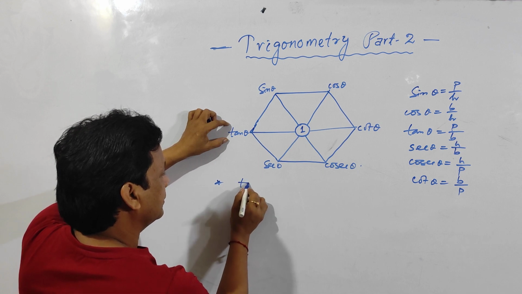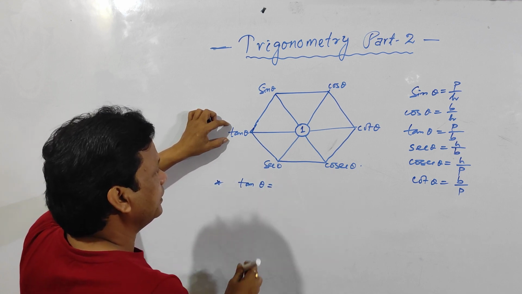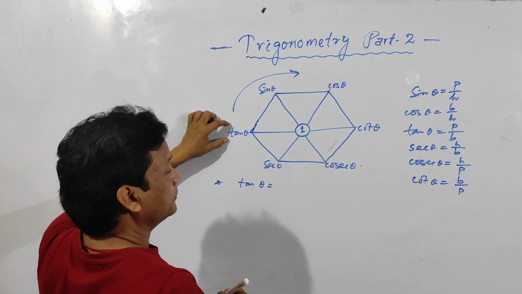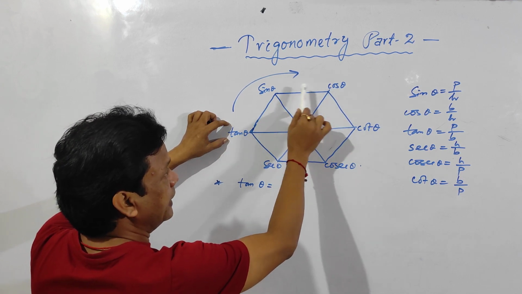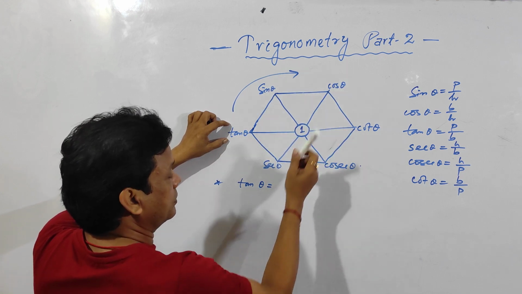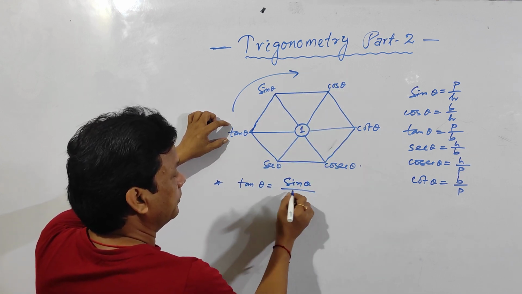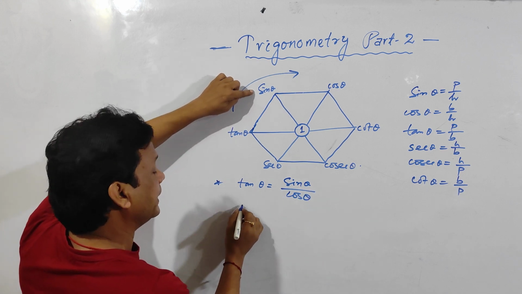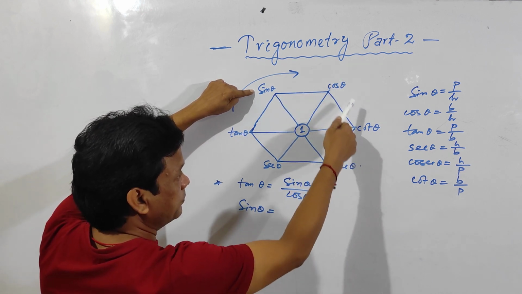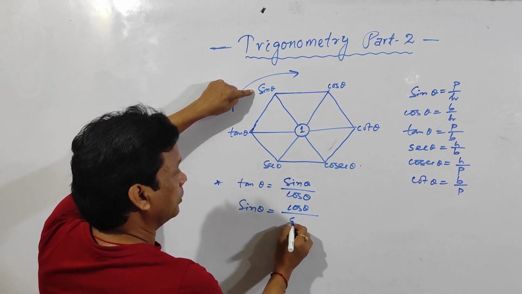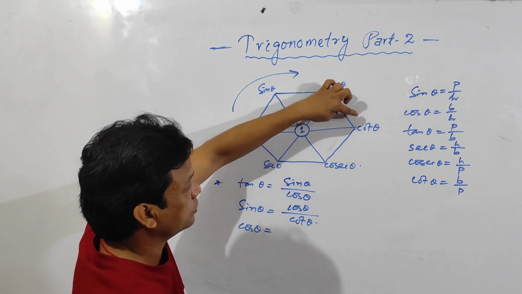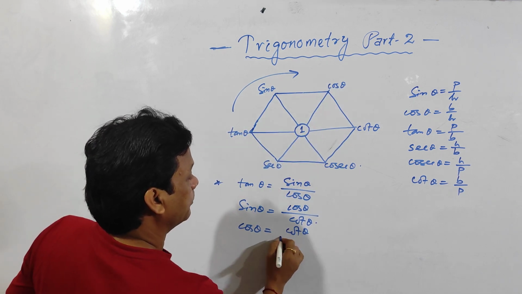What is tan theta? How to find out the value of tan theta? After tan theta, in clockwise direction I am taking. So after tan theta there are 2 functions, sin and cos. So sin by cos is equal to tan theta. Sin divided by cos. So how to find out sin theta? In the same process, after sin, cos and cot. So cos theta by cot theta. And then cos theta: after cos, there are cot and cosec. So cot theta by cosec theta.